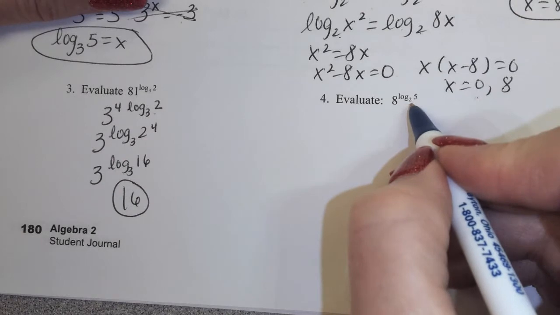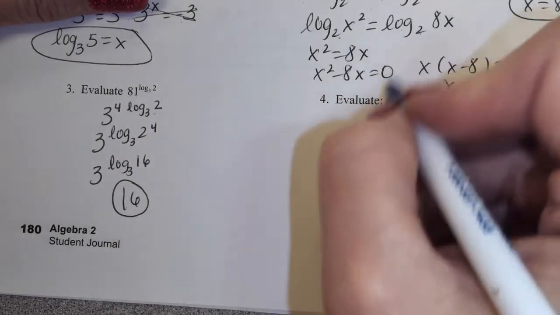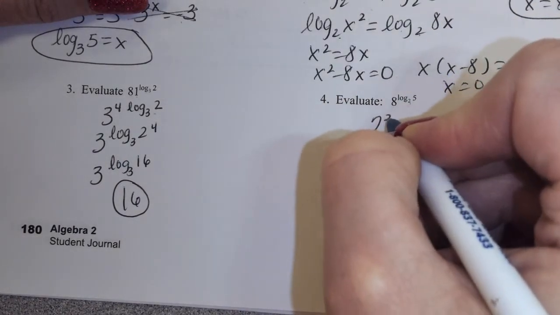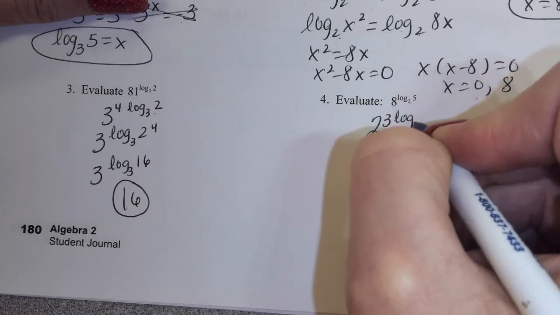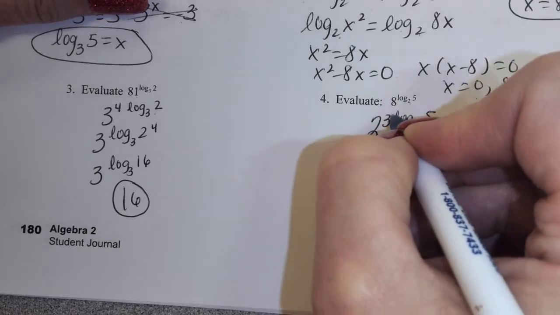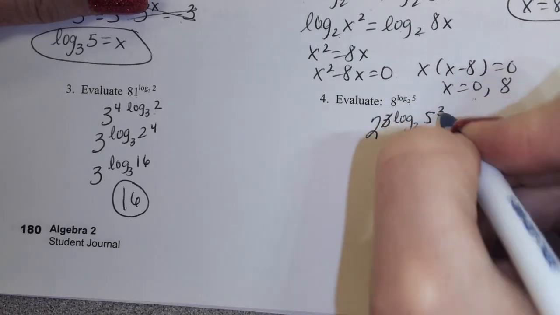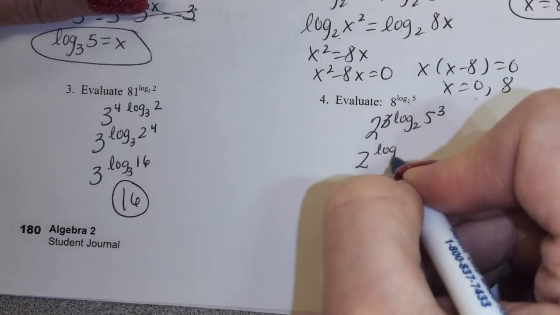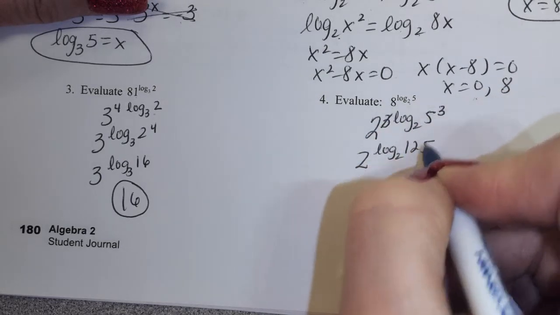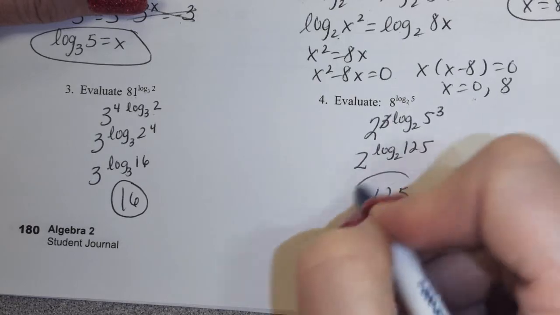Similar kind of problem, but this has a base of 2. I want this to have a base of 2. So this is going to be 2 to the third, and then I still have log base 2 of 5. Coefficients become exponents. I have 2 to the log base 2 of 125. 125 is going to be our answer to that.